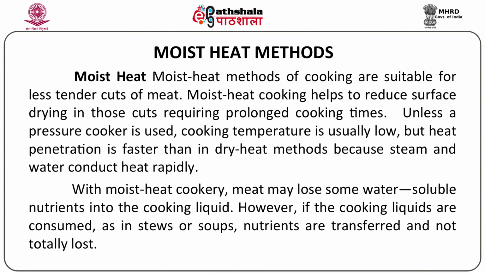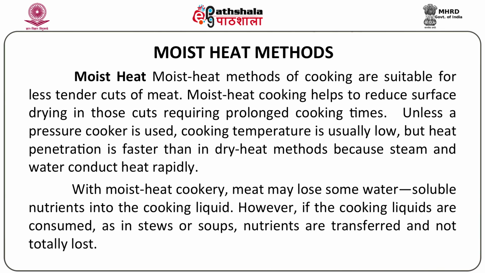Moist heat methods of cooking are suitable for less tender cuts of meat, and it is also a slow method of cooking when compared to most of the dry heat methods. Moist heat cooking helps to reduce surface drying, whereas surface drying is very common in the dry heat methods of cooking. Unless a pressure cooker is used, cooking temperatures are generally low in the case of moist heat methods. Only in a pressure cooker is the temperature very high.